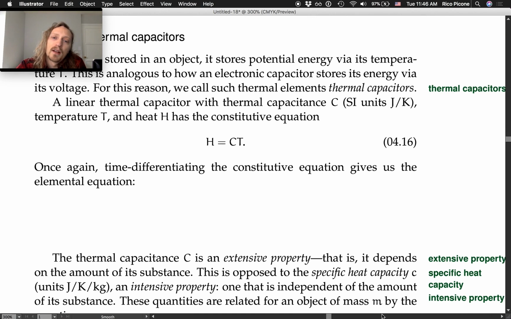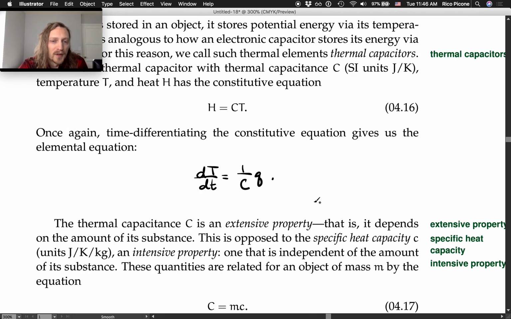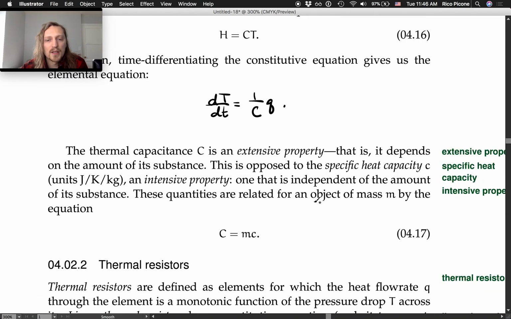Once again, time differentiating the constitutive equation gives us the elemental equation. We're going to switch sides here too, so dT/dt will be on one side, equals, the other side you divide, and dH/dt is just Q. So there's our elemental equation. The thermal capacitance C is an extensive property, dependent on the amount of its substance. Lowercase c, which is in units joules per Kelvin per kilogram, is an intensive property, or one that is independent of the amount of its substance. These quantities are related for an object of mass m by the equation C equals mc.